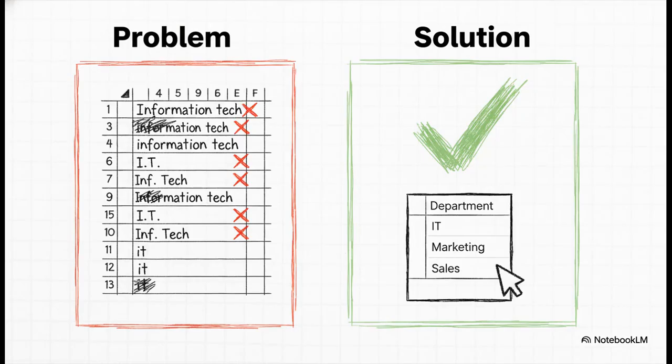Here's a pro tip that will save you so many headaches, especially when you've got multiple people working on a sheet. Use drop-down lists. This forces everyone to pick from a list you've already made, so you get IT every single time, not a messy mix of information tech or IT or whatever else people might type.